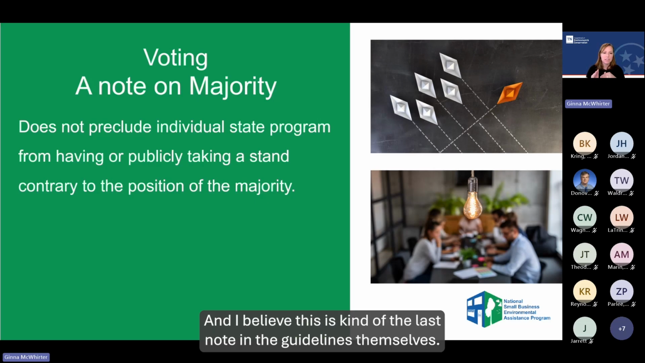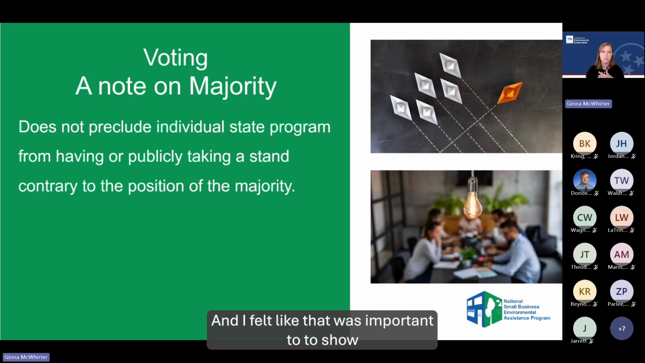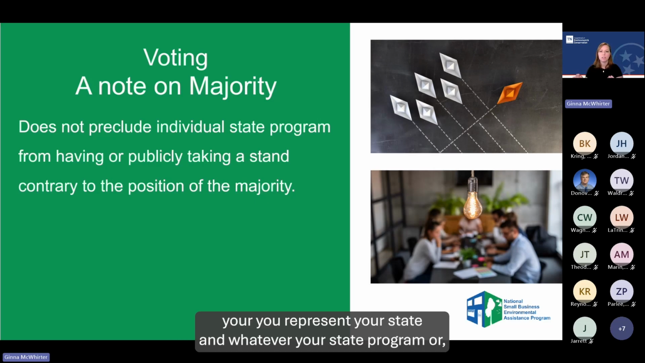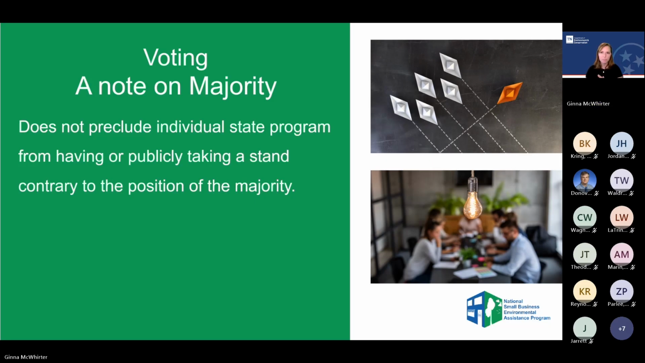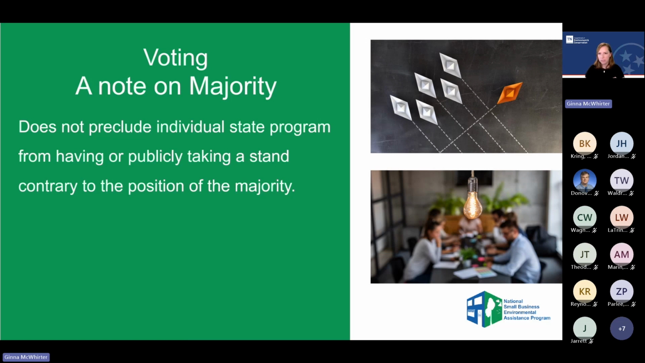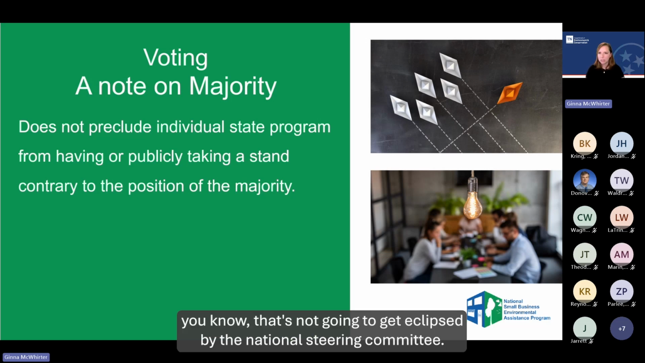And I believe this is kind of the last note in the guidelines themselves. And I felt like that was important to show that no matter what happens with the network, you represent your state, and whatever your state program or small business program needs to do, that's not going to get eclipsed by the National Steering Committee.